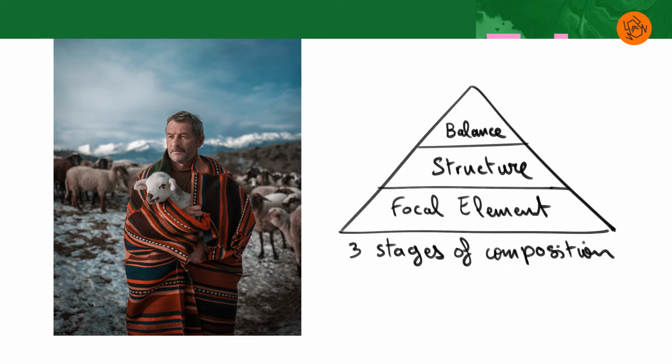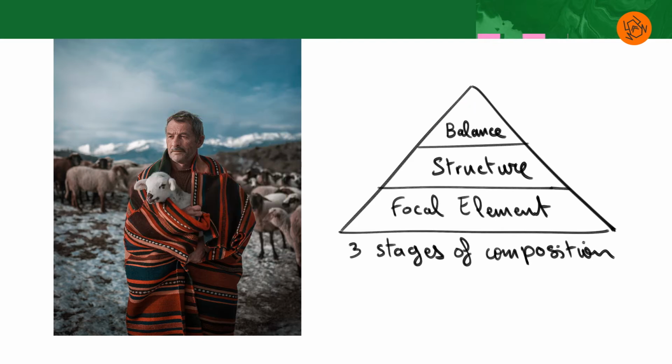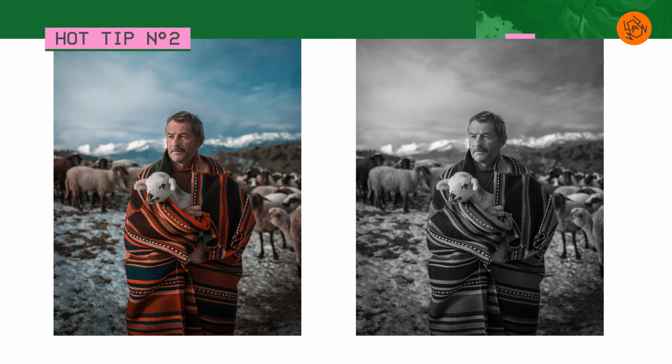And finally, the balance stage is all about ensuring that the visual weight of the image is balanced. The visual weight includes size, contrast, saturation, faces, and figures. One more tip. To make sure that your image colors are balanced, turn it to black and white by decreasing the saturation value to 0.